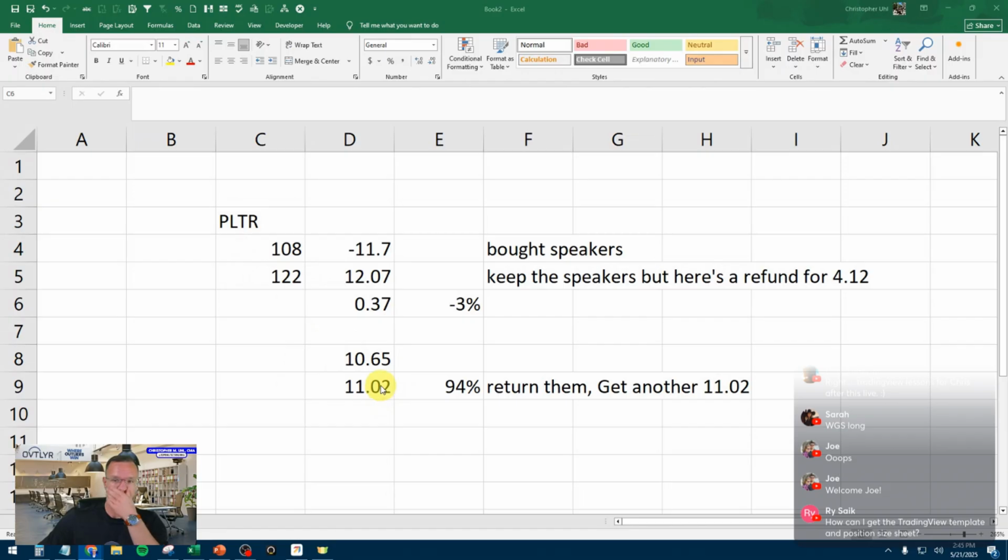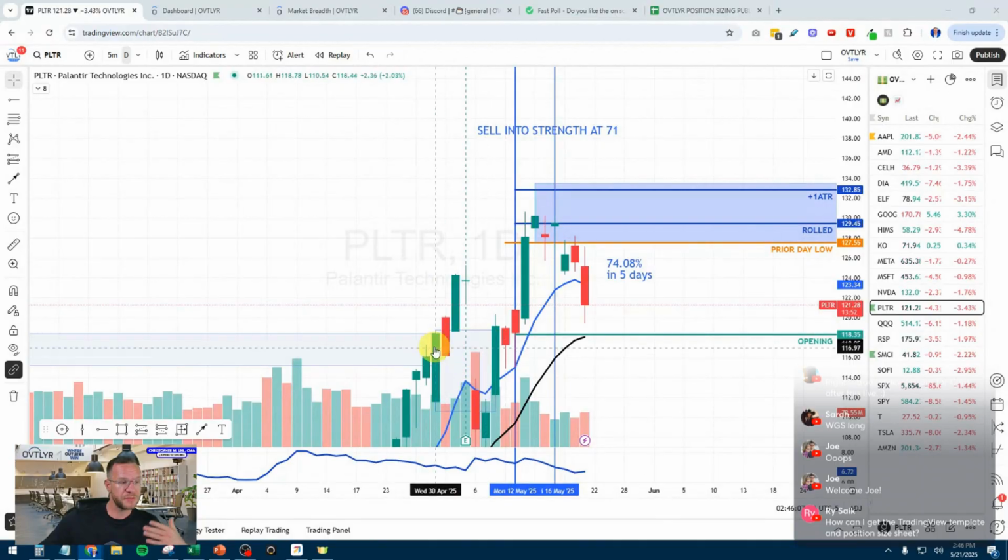Okay, so let's go through the trade right here. I originally paid $1,170. So it's like I went to Costco and I spent $1,170 on speakers. Okay, then the stock moved up bigly, right? The stock moved up bigly, and I was able to roll.